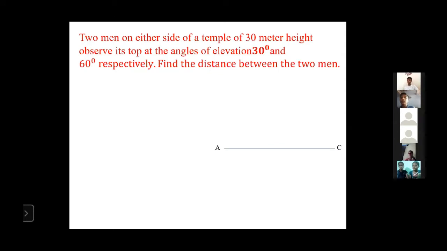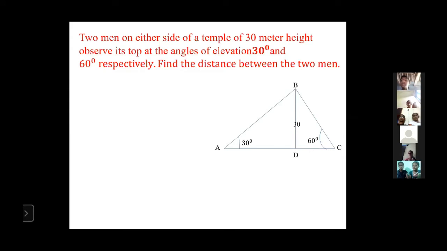Here A is the position of one person and C is the position of the other person. They are observing the top of the temple, which is 30 meters in height. Here BD is the temple. The person at position A is observing the temple with an angle of elevation 30 degrees. Here angle A is 30 degrees. And the other person also observes the temple with an angle of elevation 60 degrees.